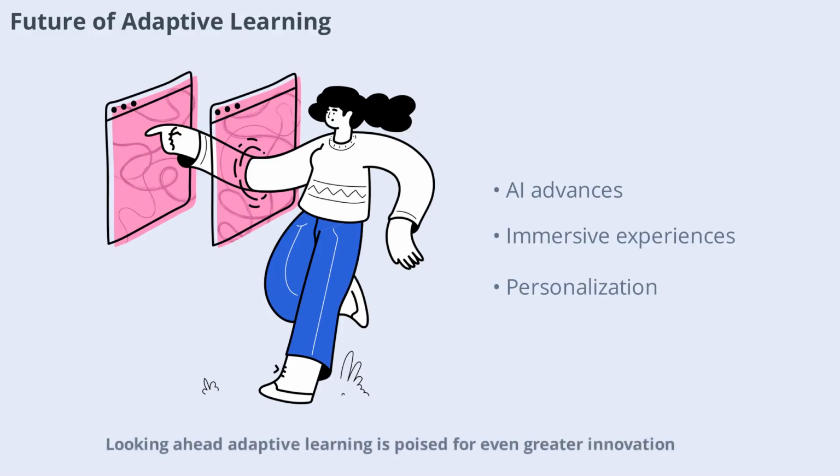Looking ahead, adaptive learning is poised for even greater innovation. Advances in artificial intelligence, natural language processing, and virtual reality promise to make learning experiences even more immersive and personalized. As technology continues to evolve, adaptive learning will play a central role in shaping the future of education, making it more responsive, inclusive, and effective.